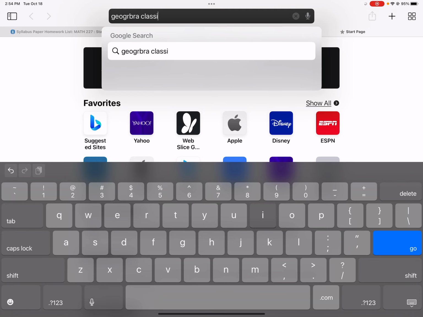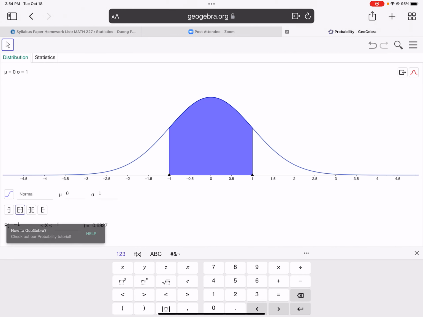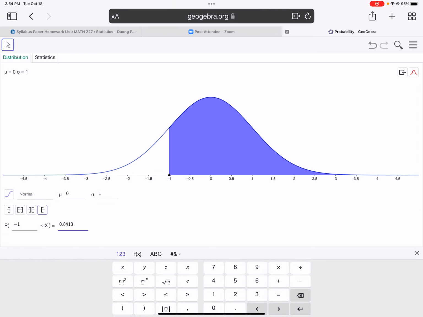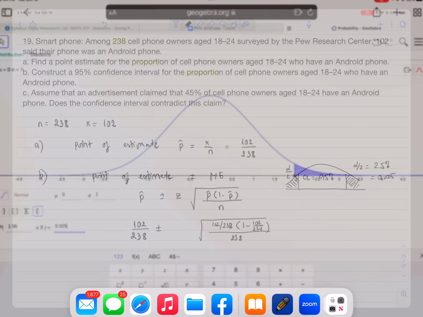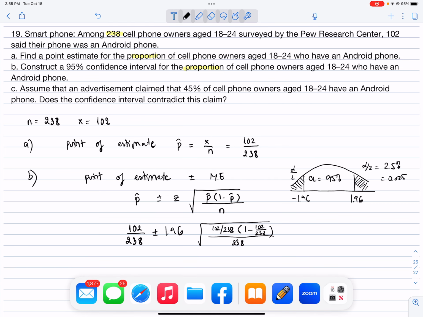So we go ahead and use GeoGebra Classic. We are using the z table, so I use the right side, and it doesn't matter, we can use the left side. Enter 0.025, and our answer is 1.96. You will enter this whole thing in the calculator, and this is how you do it.